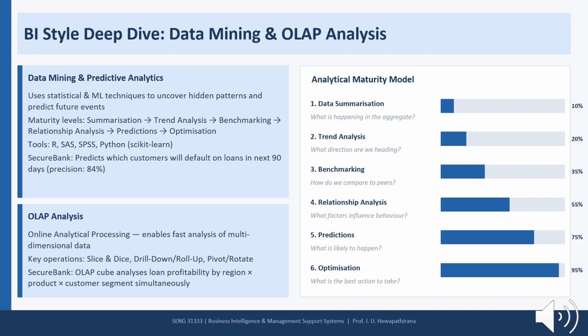simultaneously and interactively. The key OLAP operations are slice and dice, which lets you filter and isolate specific dimensions, drill down and roll up, which lets you zoom in to granular detail or zoom out to a summary, and pivot, which lets you rearrange dimensions to view the data from a different angle.